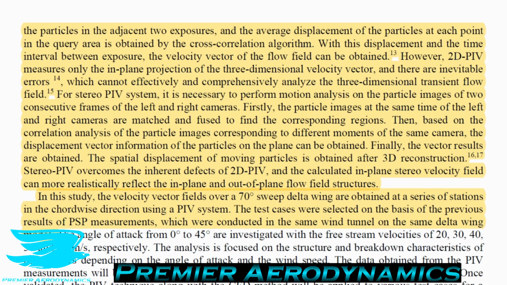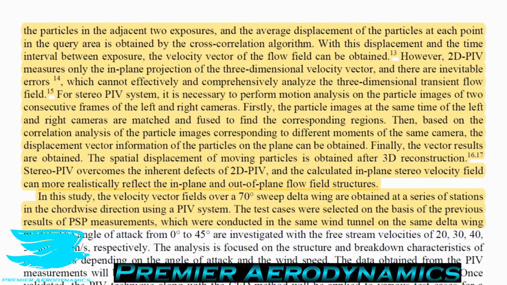So they then go on to the problem of this 2D PIV system, which is it measures only the in-plane projection of the three-dimensional velocity vector, and there are inevitable errors. That is because, as we mentioned, the third dimension can corrupt the results. If you look at it from an angle, the third dimension of the velocity is then captured a little bit. So you do get a little bit of error there.